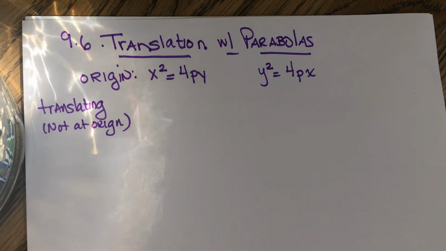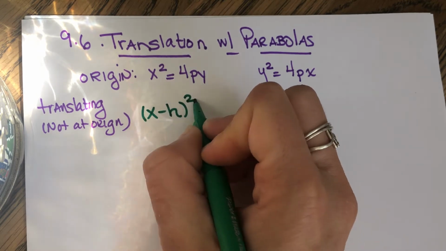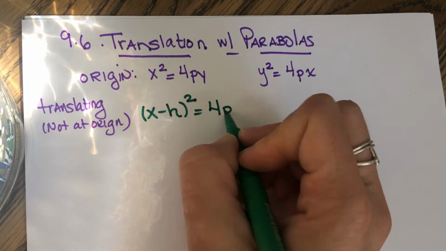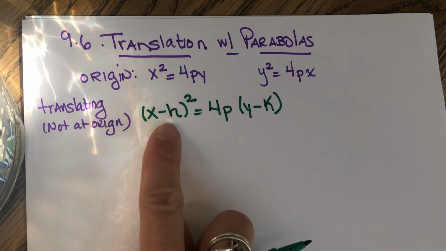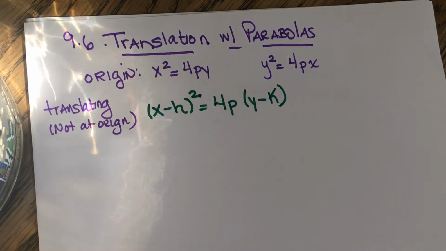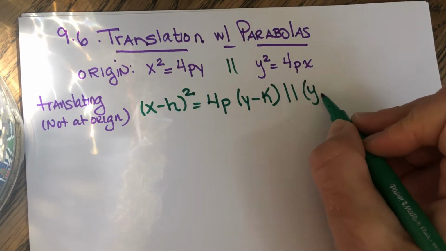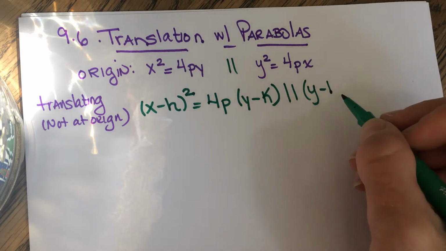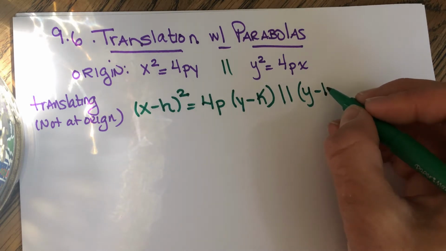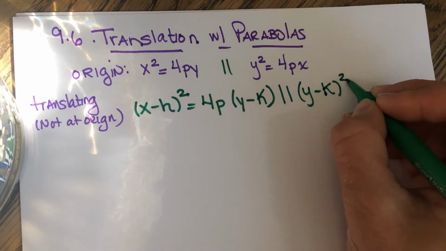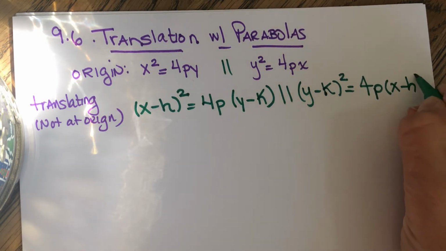I'm going to use a different color. So this one would look like (x minus h) squared equals, still keep the 4p, and then (y minus k). Remember, the h goes with your x. And then this one would look like y minus, careful. The most common thing people are going to put is k, but what goes with the y? The k. Squared equals 4p, and then we have (x minus h).